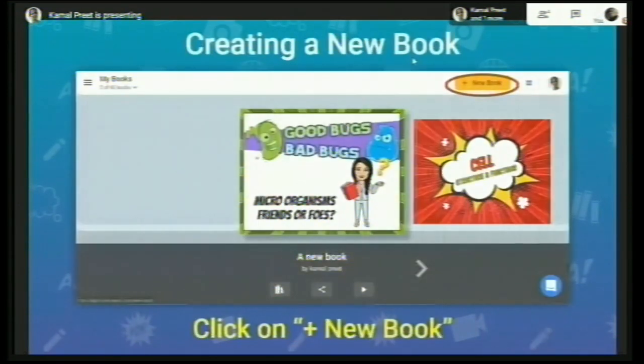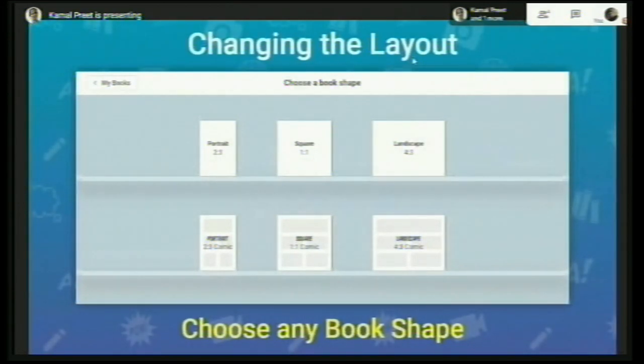Once you have signed in as a teacher, you are presented with this screen where you get to see all the books in your library. We would obviously like to create a new book. You can see that orange button. You're supposed to click on it to get started with creating a new book. Once you do that, you would be given the option of choosing a shape for your book. You have two options: a plain option and a comic option. I personally prefer the comic option. Why? You'll have to be very attentive to find out the advantages of choosing the comic option.